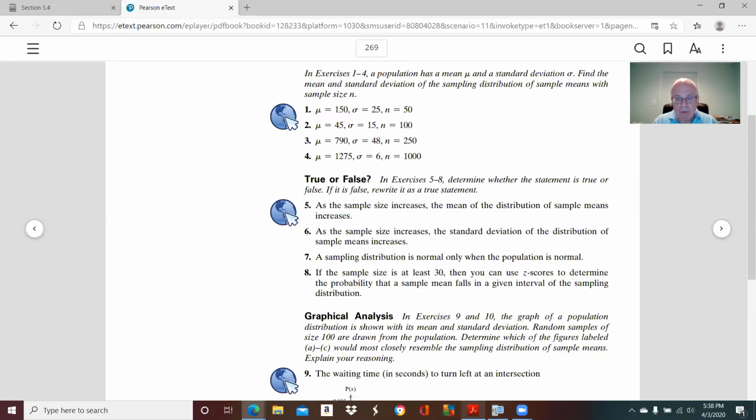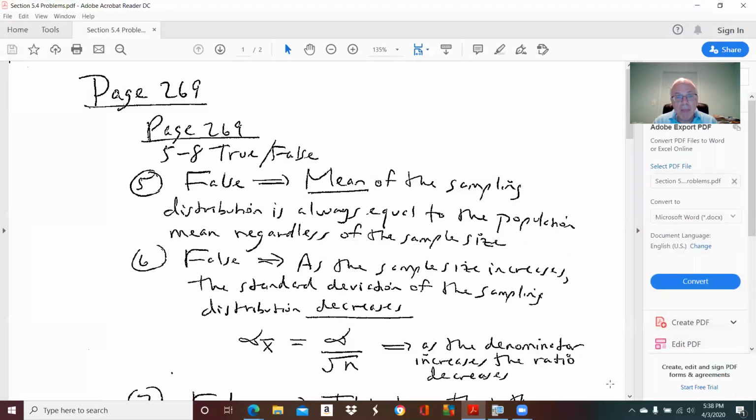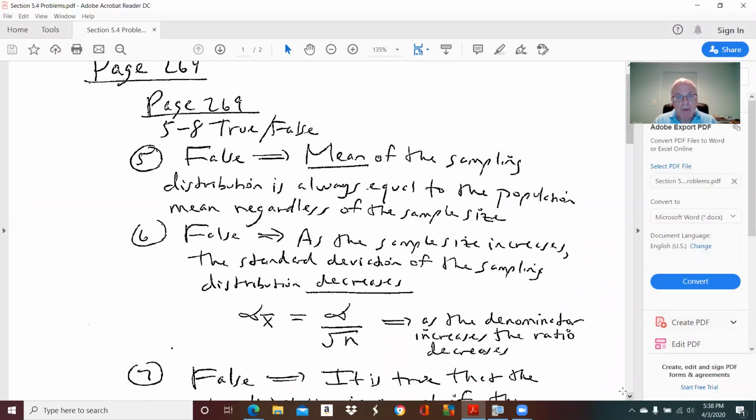So we have answers here for you. All right, number 5. The mean of the sampling distribution, this is a false statement. The mean of the sampling distribution is always equal to the population mean, regardless of the sample size. So it doesn't matter if the sample size is increasing. The mean of the sampling distribution is always equal to the mean of the population. Period. So that's false. It doesn't change. It doesn't increase.